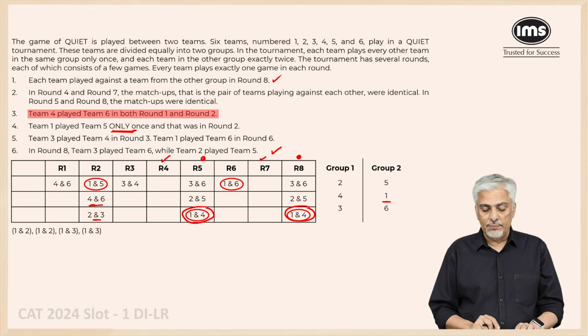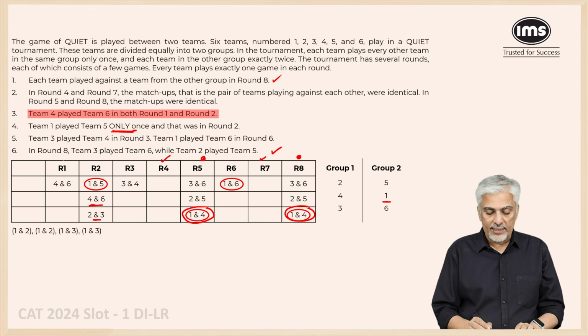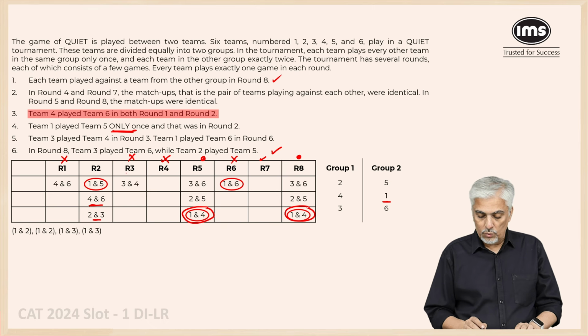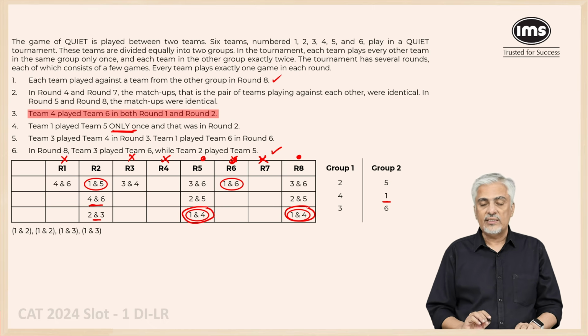Now, where will they all come? Now, 1 has not played in this round. Also look at the rounds which it has to play. It has to play in round 1. See, 1 has to play in round 1. It has to play in round 3. It has to play in round 4 and it has to play in round 6. Round 6 it has already played. So round 7, sorry. Round 6 it has already played.